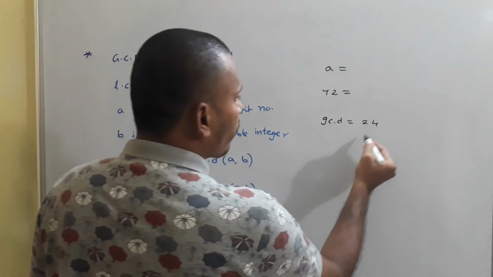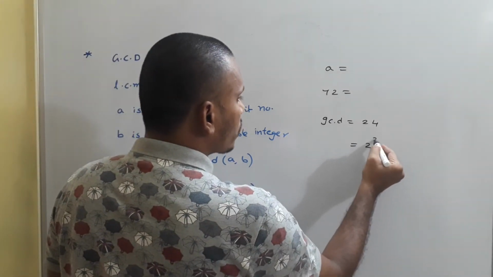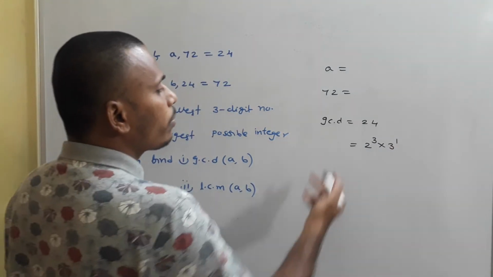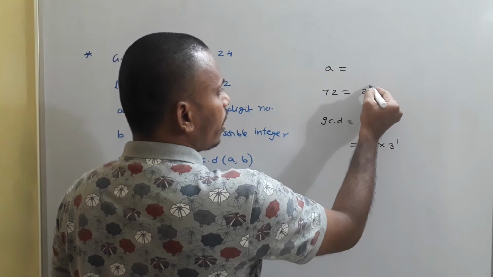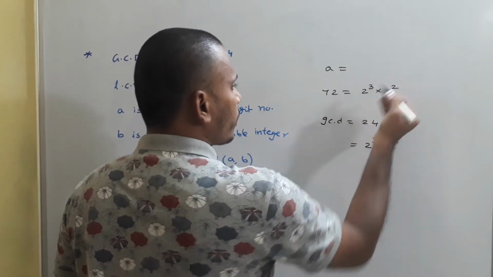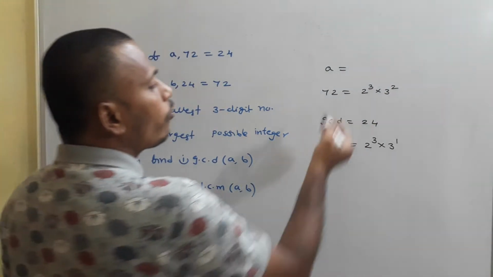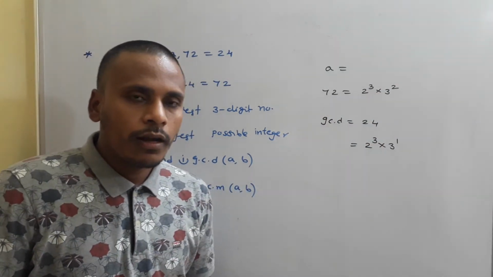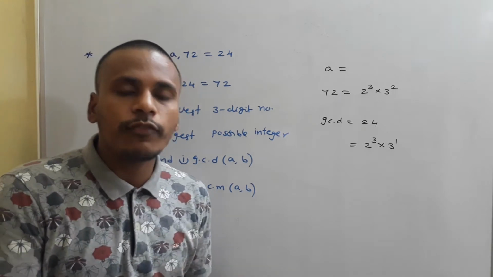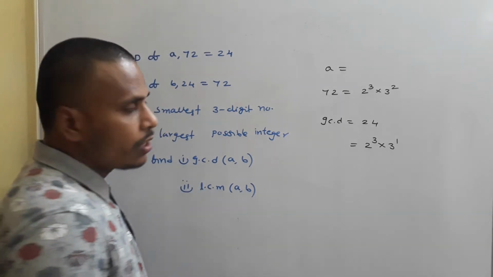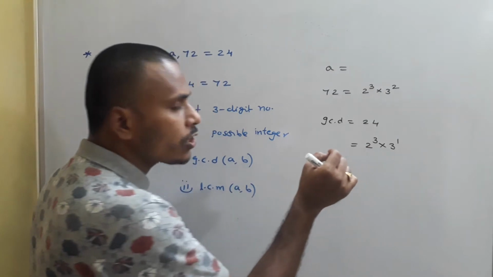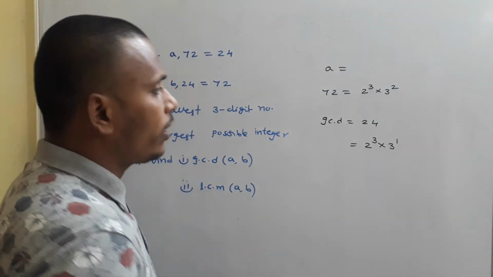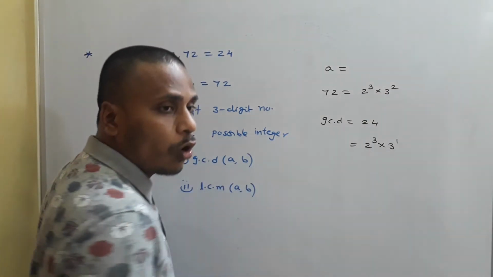You just try to prime factorize everything. If you prime factorize 24, 2 cube into 3 power 1 is its prime factorization. Whereas 72 is 2 cube into 3 square. Now we need to find out A. We know the way of writing GCD if the numbers are in prime factorization. We need to follow 2 power the smallest value. Here 2 power 3 is involved.